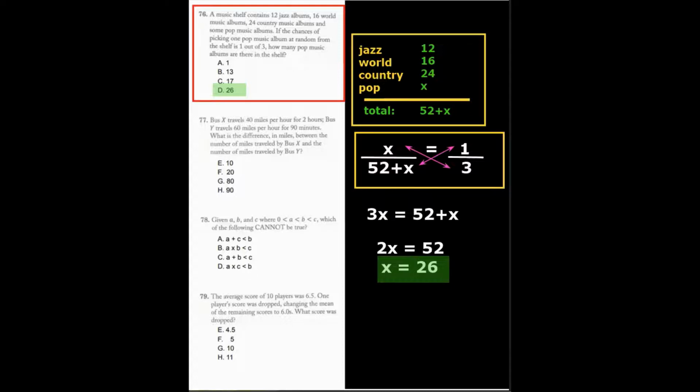Well, we know that the ratio is 1 out of 3. So we set up the proportion X for the pop music out of the total amount, 52 albums plus X, is equal to the ratio 1 over 3. When we set up a proportion, we then cross multiply the diagonals. They have to be equal. So 3x equals 1 times 52 plus x. So 3x equals 52 plus x. Subtracting x, we get 2x equals 52, and dividing by 2, x is 26 albums. So the correct answer was D. There are 26 pop albums on the music shelf.